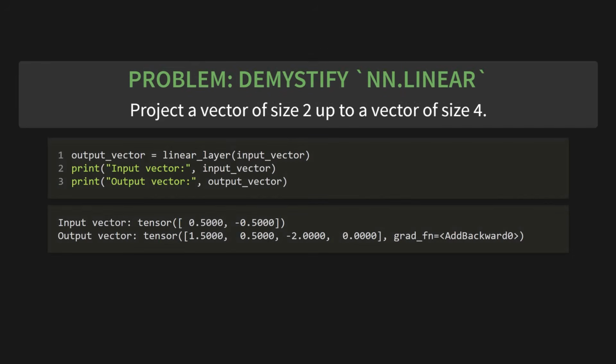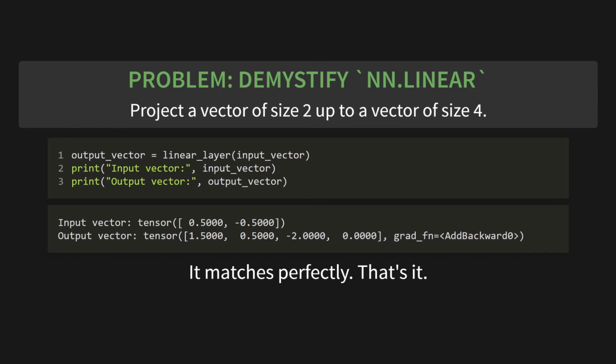Now let's see what PyTorch gives us. We call output vector equals linear layer of our input vector, and we print them both out. The input is 0.5, -0.5, and the output is 1.5, 0.5, -2.0, and 0.0. It matches perfectly. That's it. See? No magic at all.